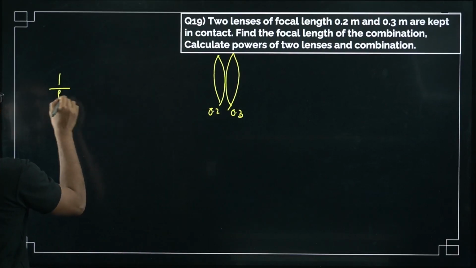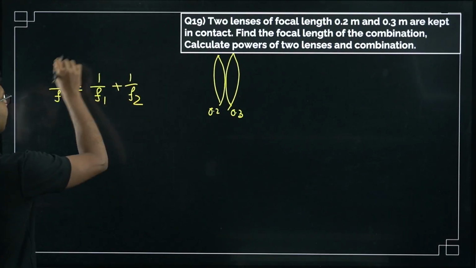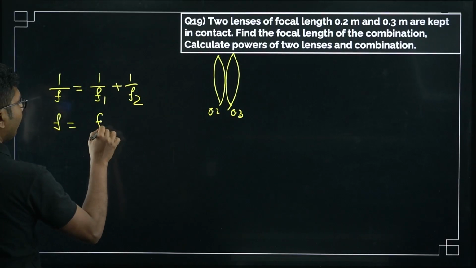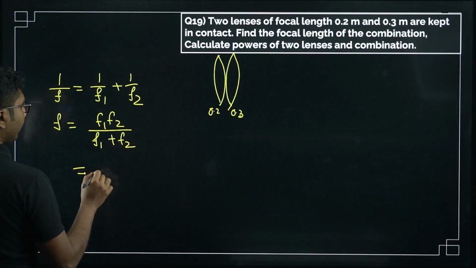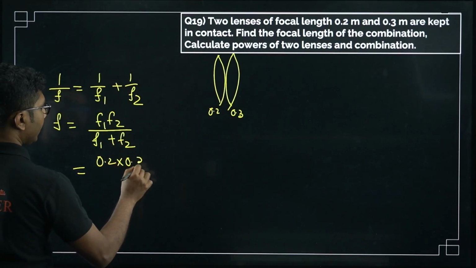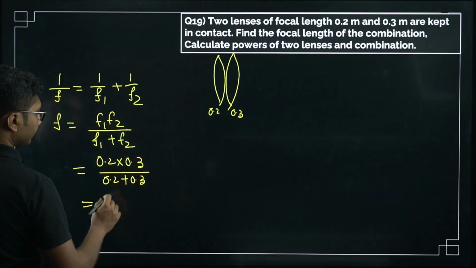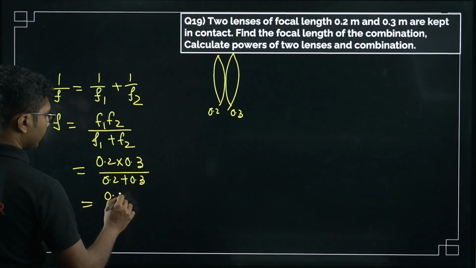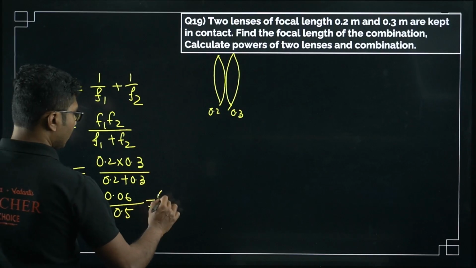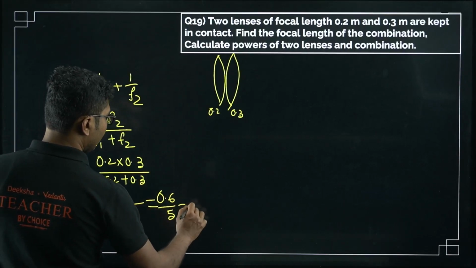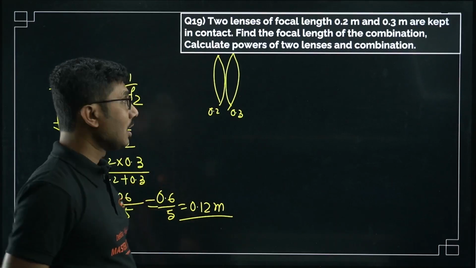We know that 1 by f is equal to 1 by f1 plus 1 by f2 when 2 lenses are in combination. That is f equals f1 f2 by f1 plus f2. Okay, so f1 is 0.2, 0.3 divided by 0.2 plus 0.3. So it will be 0.06 divided by 0.5, so that will be 0.6 by 5, that is 0.12 meter. So this is the focal length of the combination.